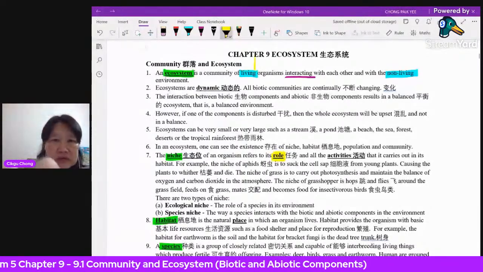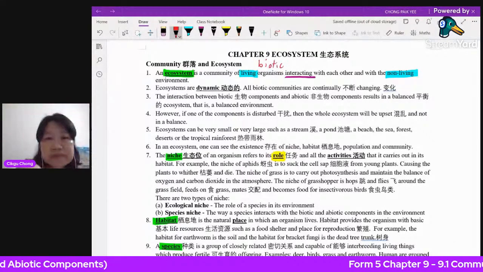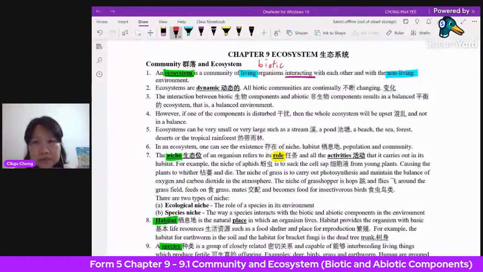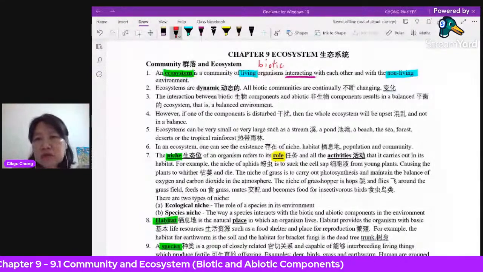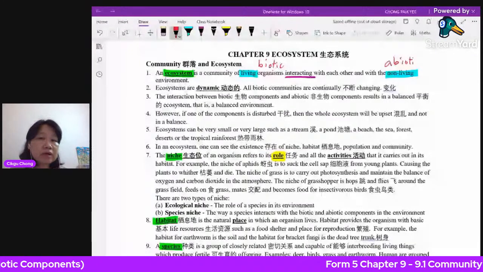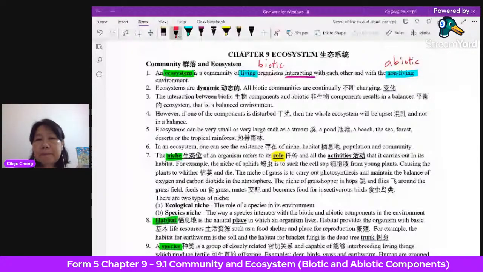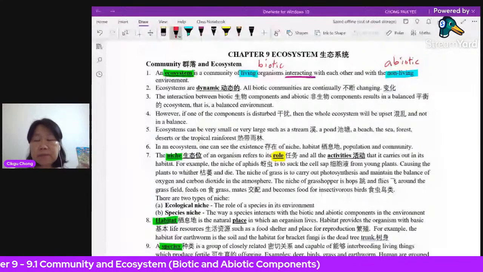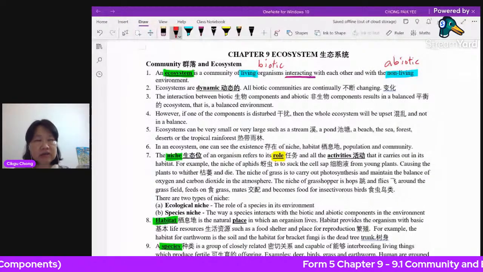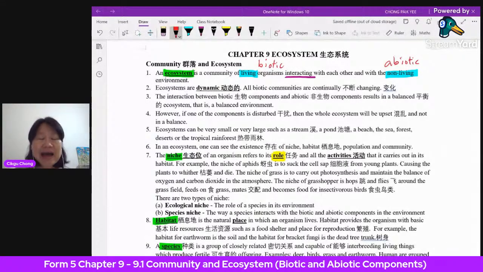The living environment is called the biotic component. Biotic component includes bacteria, plants, and animals. The non-living component, we call abiotic. When you put an A in front of a word, it makes it opposite. For example, normal, put an A at the front, abnormal, something that is not normal. So the biotic component interacts with the abiotic component. Let's say the plant interacts with the sunlight, absorbing sunlight to make food. That is part of the ecosystem.